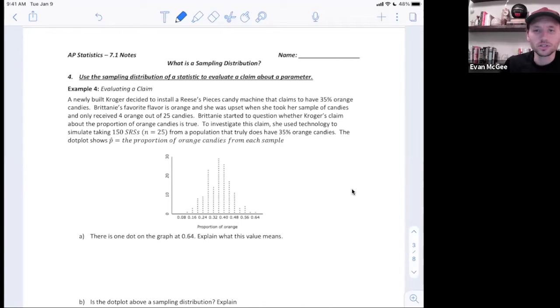Brittany's favorite flavor is orange, and she was upset when she took her sample of candies and only received 4 orange out of the 25 candies. Brittany started to question whether Kroger's claim about the proportion of orange candies is true.